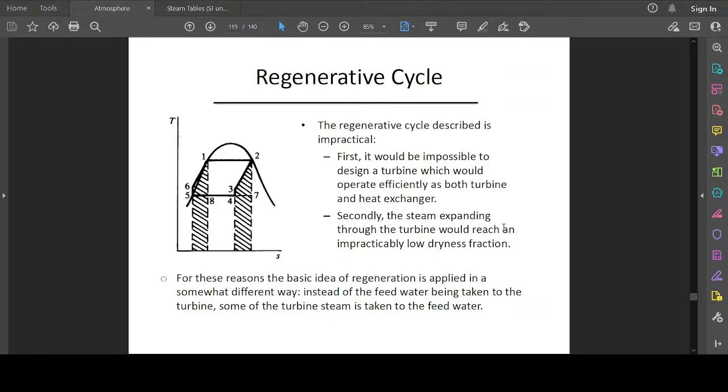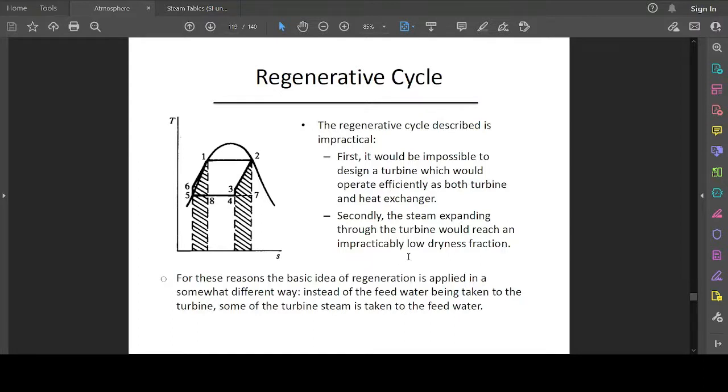Okay, so first, it would be impossible to design a turbine which would operate efficiently as both turbine and heat exchanger. Mostly turbines are always designed as an isentropic and adiabatic process, meaning that there is no heat added to it. Secondly, the steam expanding through the turbine would reach an impracticably low dryness fraction. So for this reason, the basic idea of regeneration is applied in a somewhat different way.